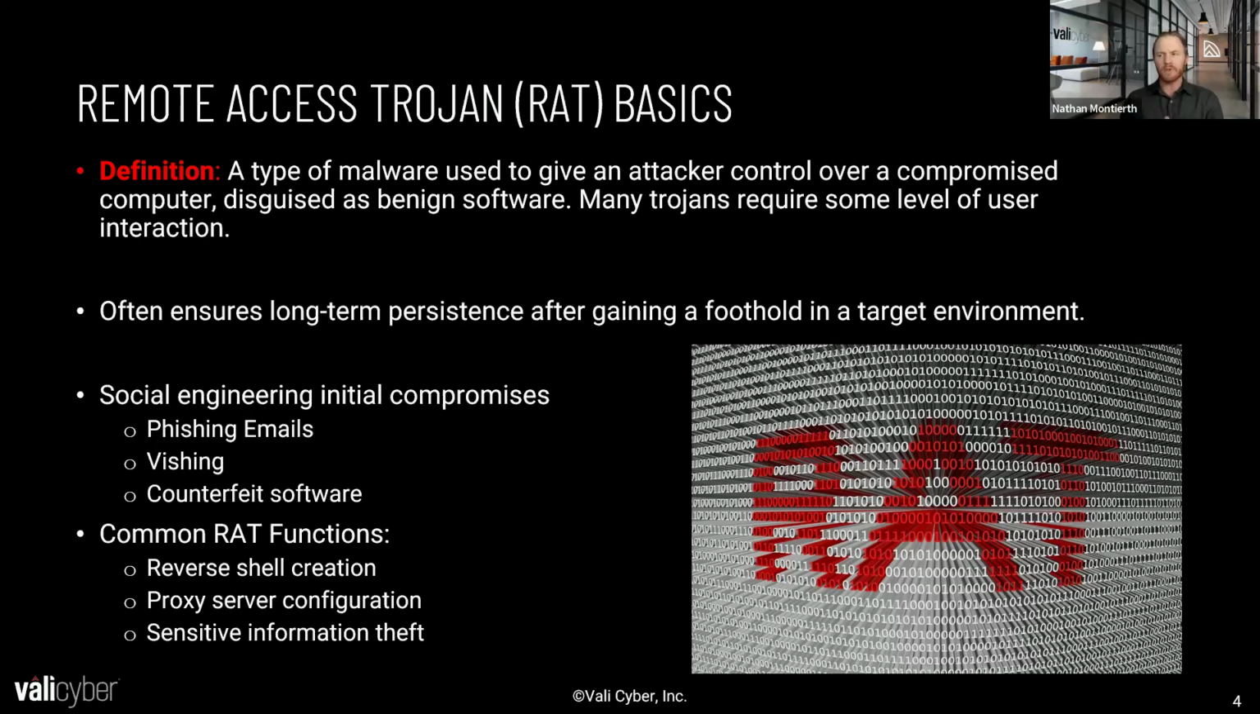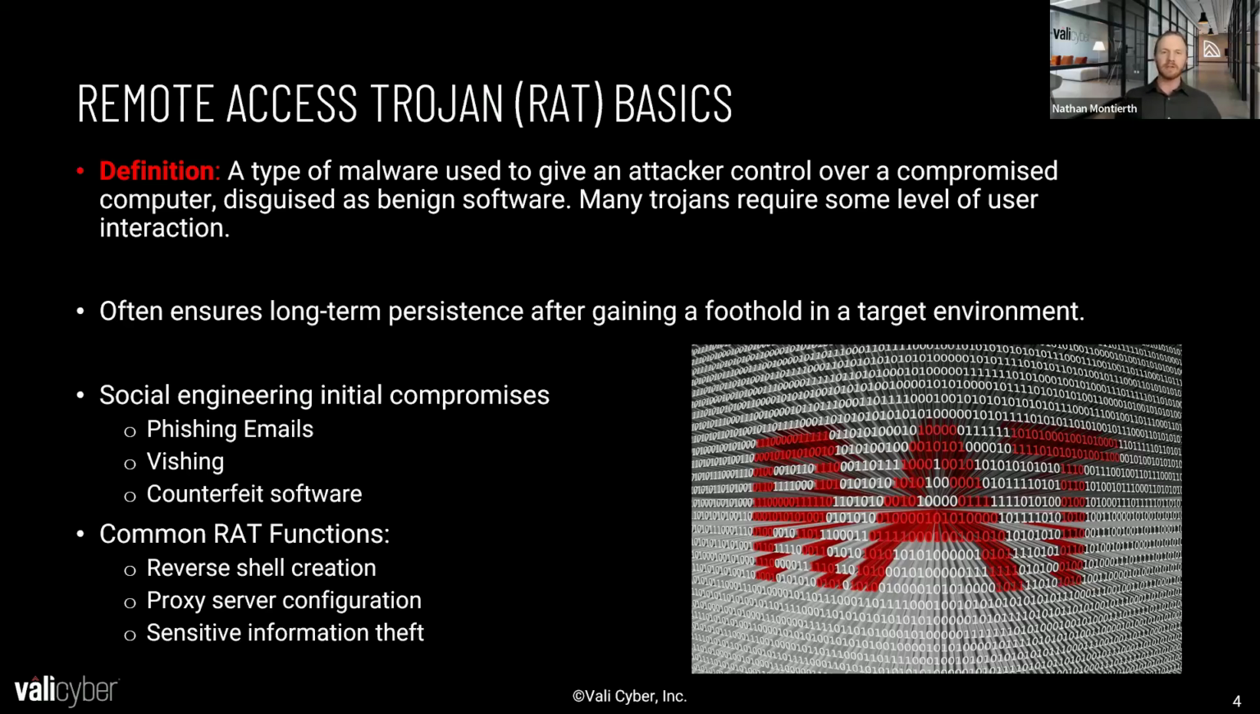A lot of them do come through social engineering compromises. That's not what we're going to demonstrate today, obviously, because we're going to be using an exploit. So we won't be sending an email or making a call using an AI voice changer or anything like that, although those would be valid initial access vectors for placing a remote access Trojan on a victim machine. A lot of them do come through those social engineering attacks.